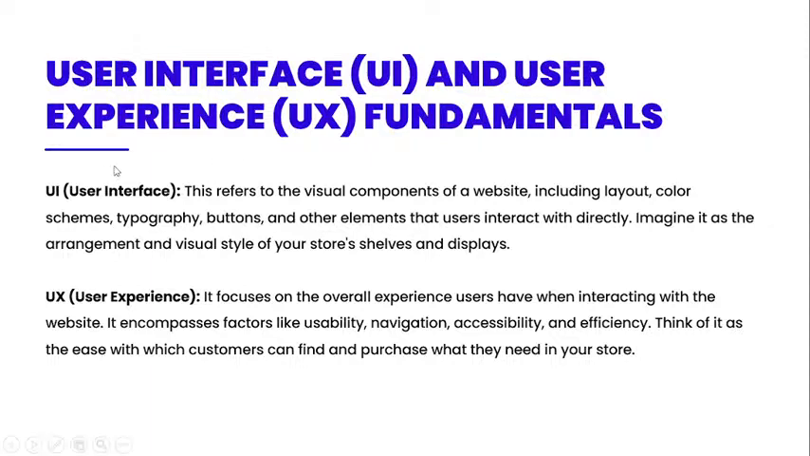Like this refers to the visual component of a website, including layout, color scheme, typography, buttons and other elements. You can read this definition. This is a very nice definition. And then we have UX. UX simply means how things work. It focuses on the overall experience users have when interacting with the website. It encompasses factors like usability, navigation, accessibility and efficiency. So you can read it out and you can understand now.